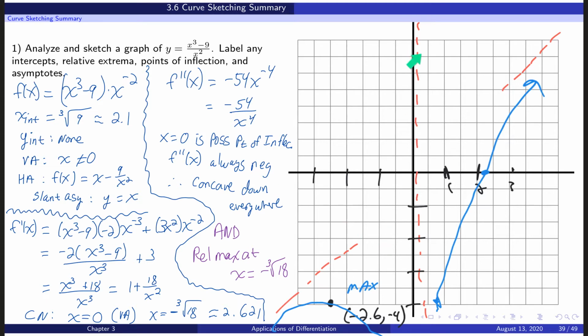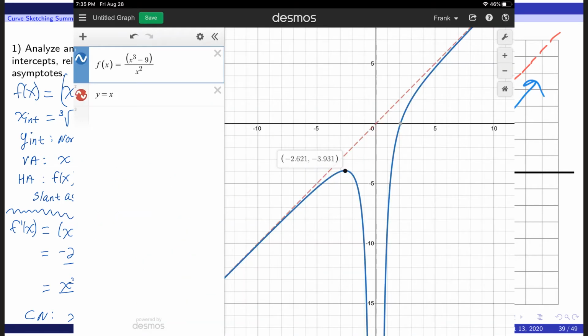And I have the two asymptotes, the vertical asymptote because of the domain restriction, and the slant asymptote because the numerator was larger than the denominator. So here's a much better looking, professionally made graph. In Desmos, I typed f of x into there. I typed the slant asymptote y equals x. And then as long as I highlight the f of x, it shows me important points. It turns out that the turning point or the maximum in that area, the local max, is negative 2.621 and negative 3.931.